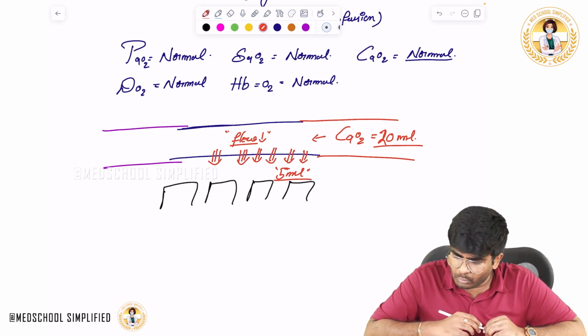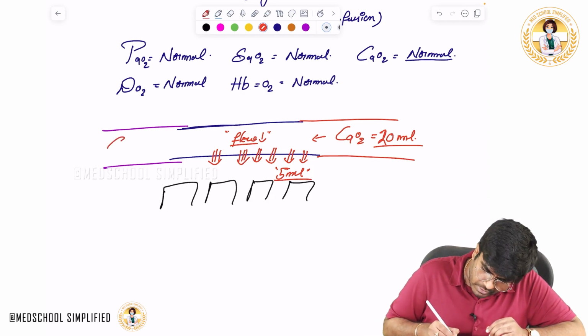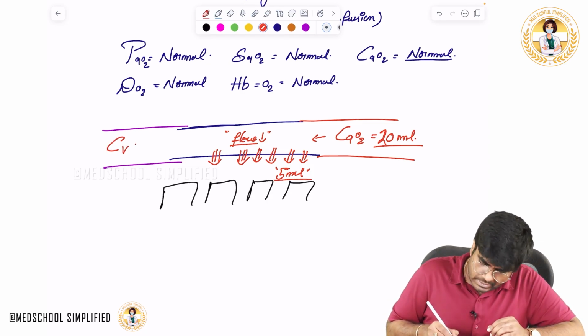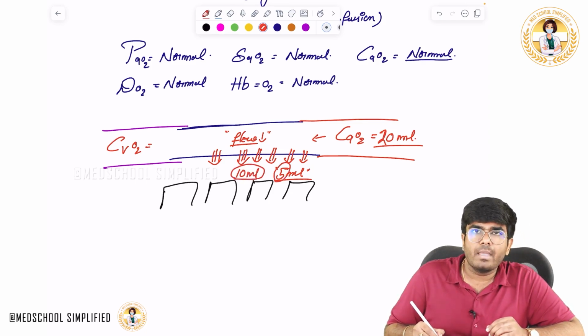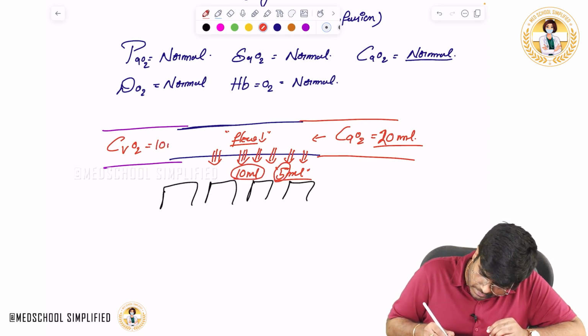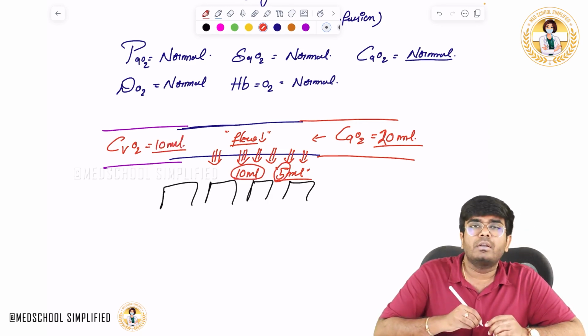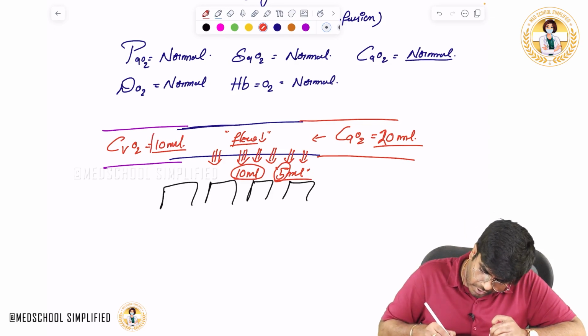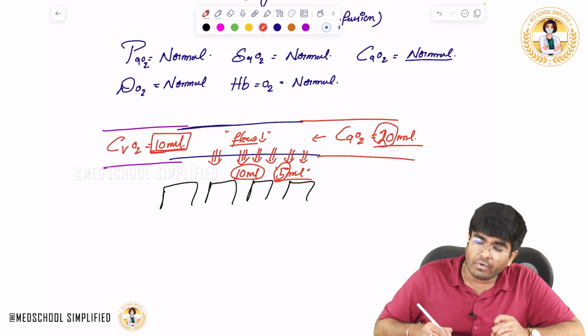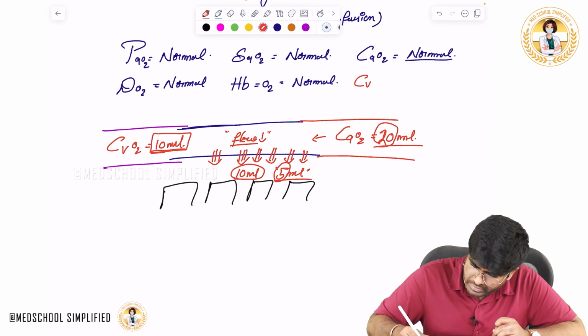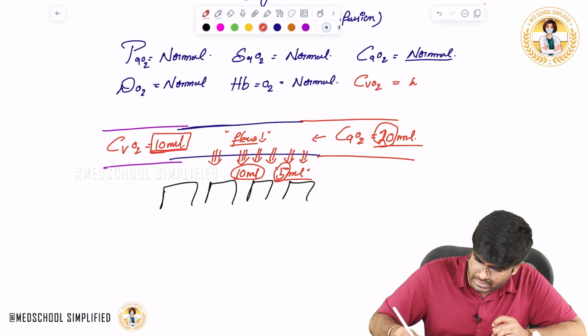So as they are extracting more oxygen, what happened to the content of oxygen in the venous blood? Instead of 5, now they take 10 ml. So what happens to the content of oxygen in the venous blood? It is decreasing. Arterial blood is normal, but the content of oxygen in the venous blood is decreasing. So CvO2, the content of oxygen in the venous blood, is decreasing.